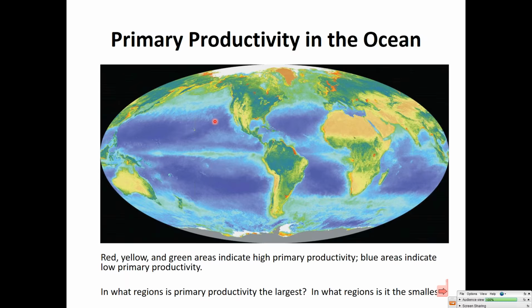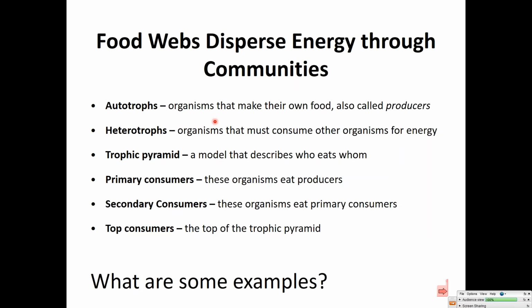So the food web or the trophic pyramid is how energy gets dispersed through communities. Energy comes into the food web from light from the sun. Then autotrophs are all those organisms that make their own food, also called producers. Then heterotrophs are all those organisms that consume other organisms for energy, okay? So they don't make their own food, they have to eat other organisms. And the trophic pyramid is this model that describes basically who eats whom.